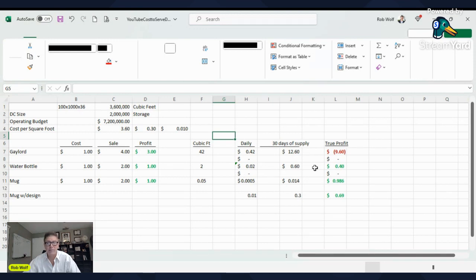Now, the water bottle was 2 cubic feet, 2 cents a day, 60 cents a month. You still made a profit, but it was only 40 cents. And then the coffee mug, being so tiny, it only takes up 1.4 cents a month of your operating budget. So you still have a 98.6 cent profit.